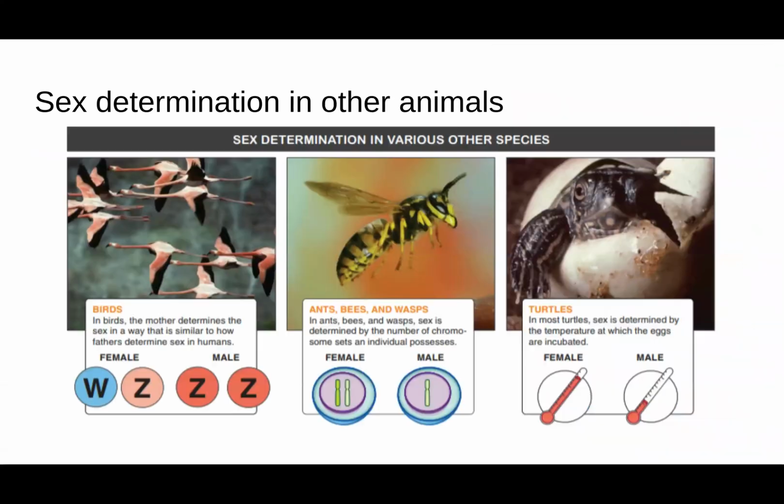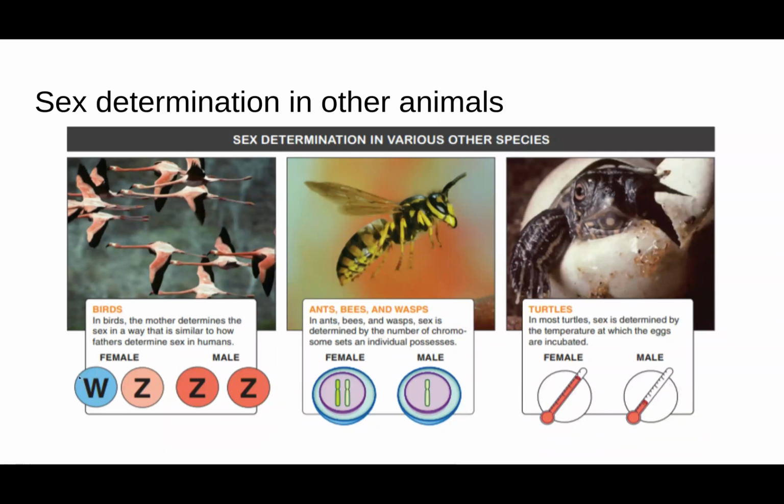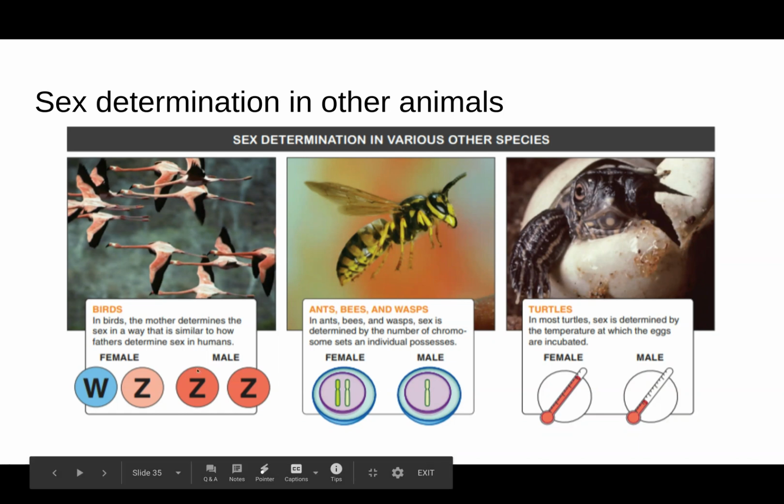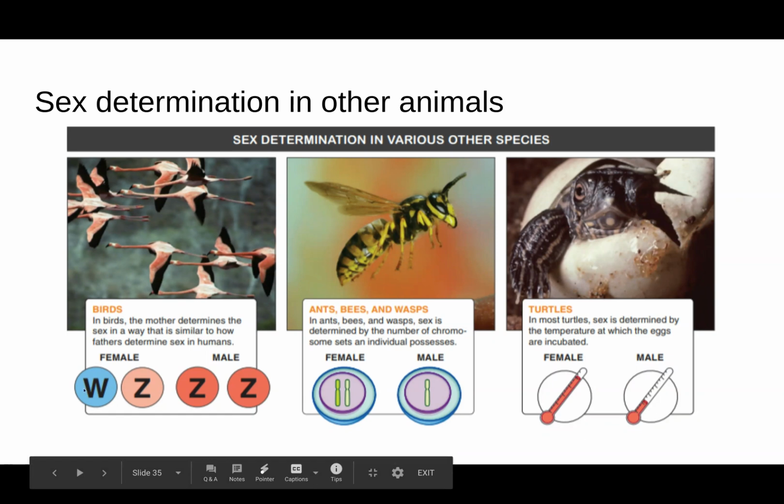In terms of other animals, there are all sorts of other ways that you can become a male or a female in other species. We'll talk about the bird system. They have the WZ system, and it's interesting. In birds, the mom, as opposed to the dad, determines sex. You'll notice here that females are WZ and males are ZZ. Anytime you have the W chromosome in birds, you're a female. If you have two Zs, you're a male. So the W chromosome is essentially akin to the male Y chromosome in humans.